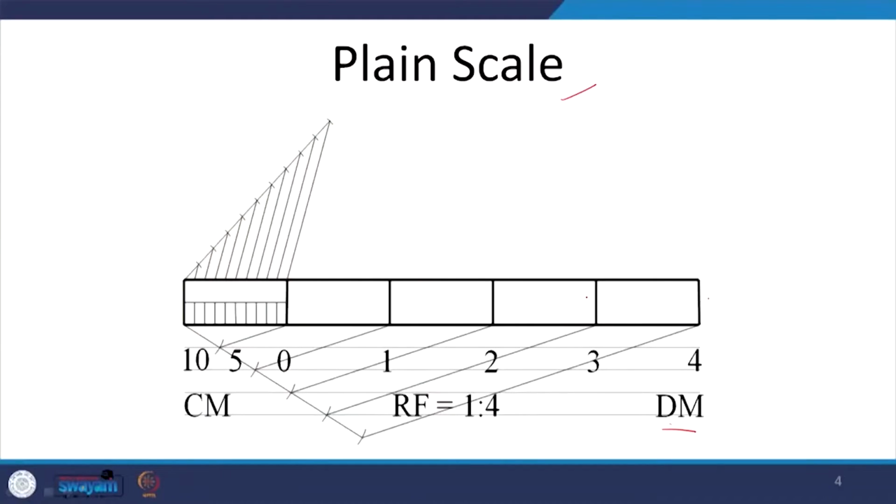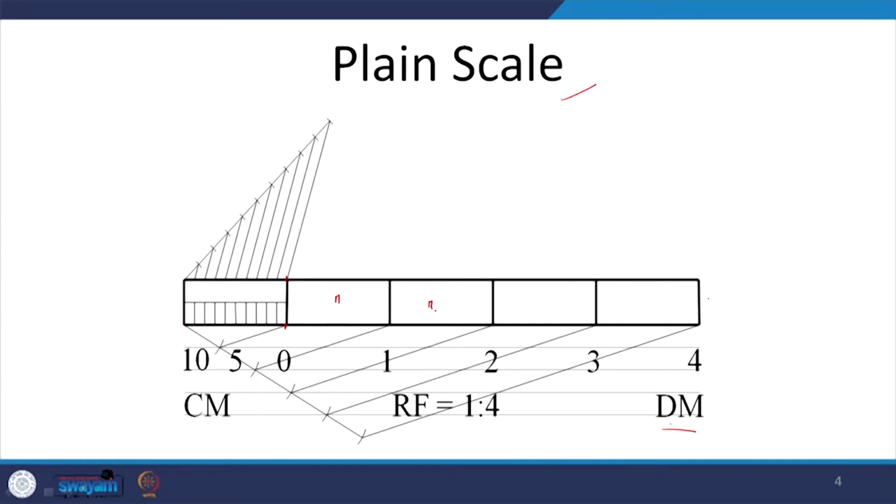So, this is say RF 1:4, this is in decimeters, and here we measure centimeters. So, the last unit, the 0, as you might have observed in the previous slide also, we always start 0 at 1 unit from the left hand corner and then have an equal number.